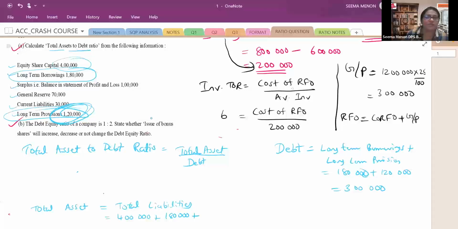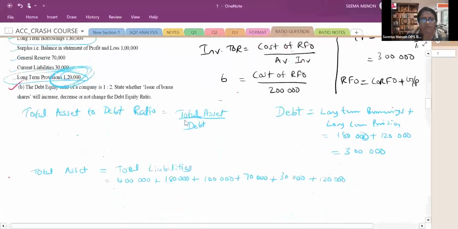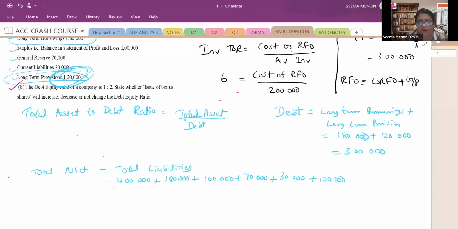Surplus. Surplus means our profit. Profit is always to be shown in the reserves and surplus. General reserve is a part of the reserves and surplus. That also we will take. Then what is coming? Current liability. It is to be shown on the liability side under current liabilities. Long-term provision will be always shown under non-current liability. So you will be taking that also. Now add all this. So once you add, what will you get? 1,80,000 plus 1,20,000, 3 lakh. 3 lakh plus 4, 7. 7 plus 1, 8. 8 plus 1, I think it is 9 lakh, children. I got 9 lakh rupees.